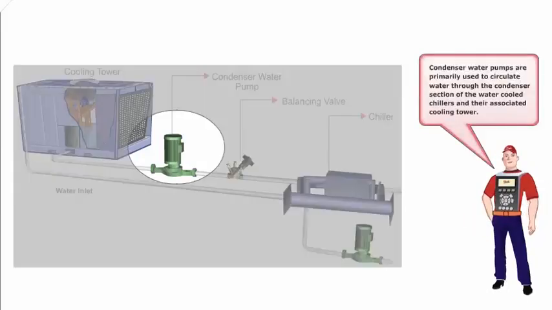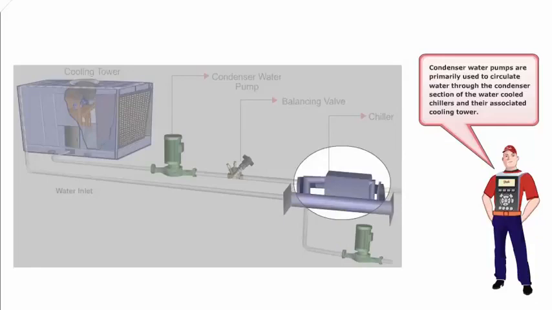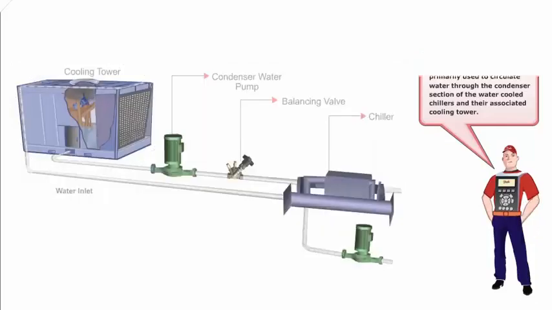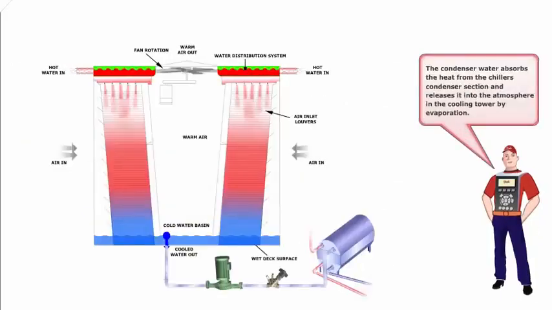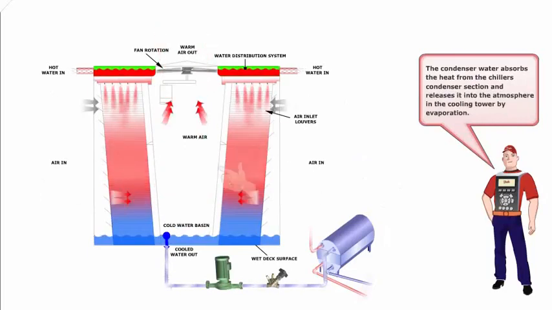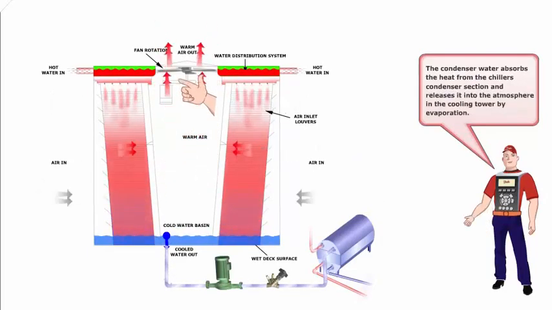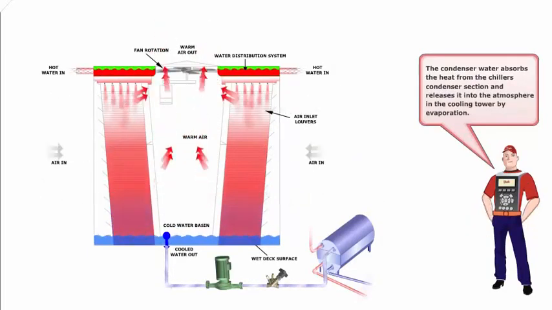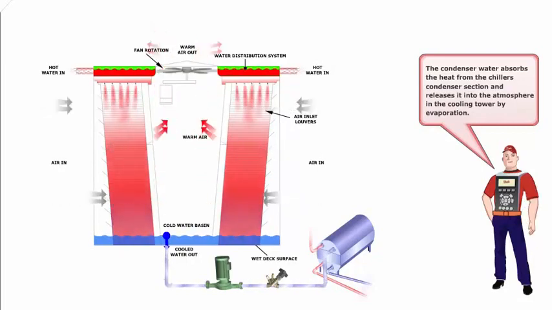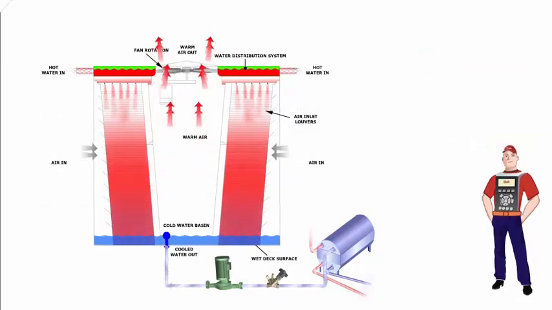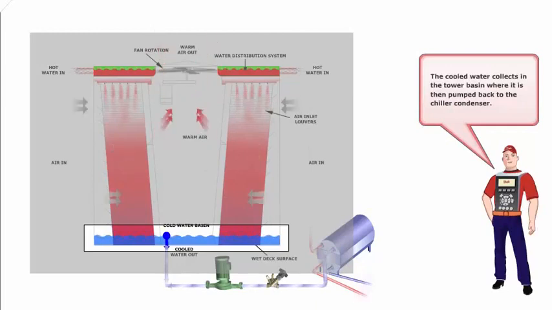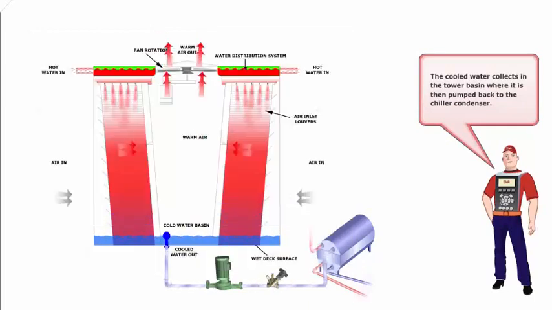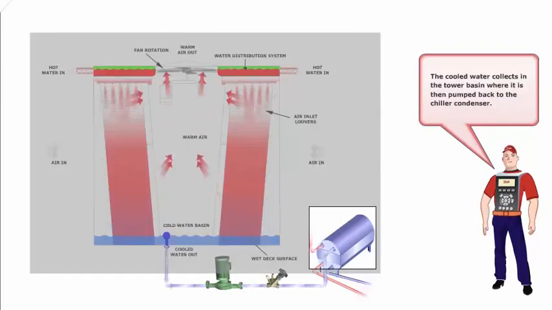Condenser water pumps are primarily used to circulate water through the condenser section of the water-cooled chillers and their associated cooling tower. The condenser water absorbs the heat from the chiller's condenser section and releases it into the atmosphere in the cooling tower by evaporation. The cooled water collects in the tower basin, where it is then pumped back to the chiller condenser.